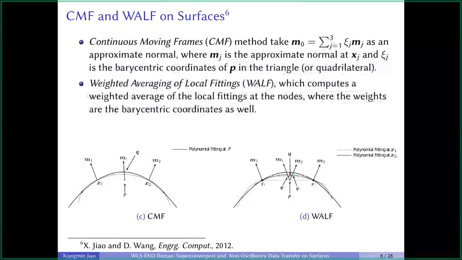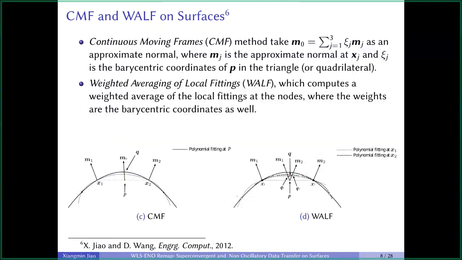In continuous moving frames, we linearly interpolate the normals at the nodes to build a C0 continuous normal direction, and from the normal, we build the tangent plane, and then build the local coordinate system. So the local coordinate system is what the moving frame refers to, and it's C0 continuous.